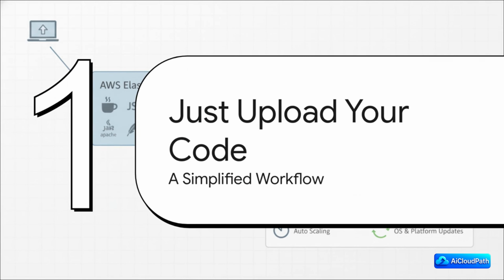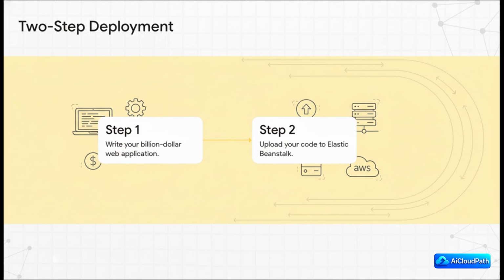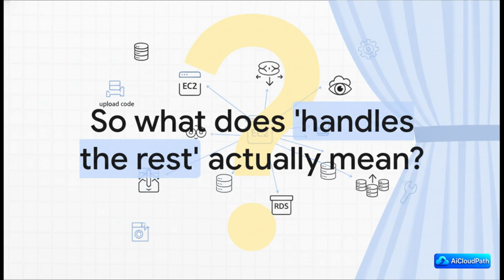Okay, so let's break down what this super simplified workflow actually looks like from your point of view, as the person who actually built the app. Honestly, it pretty much boils down to just 2 steps. Step 1, you write your incredible, world-changing web application. That's your magic right there. And step 2, you just upload your code to Elastic Beanstalk, and that's it. Seriously, your part of the deployment is done. Finished. Yeah, I know. That sounds almost too easy, doesn't it? So what does "handles the rest" actually mean? What's all the magic that's happening behind the scenes? Let's pull back the curtain and take a look.